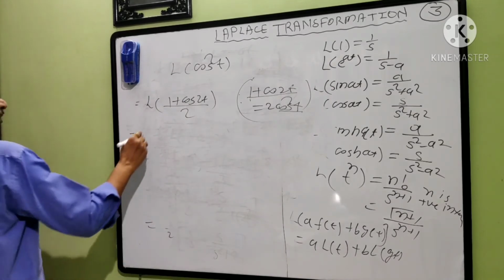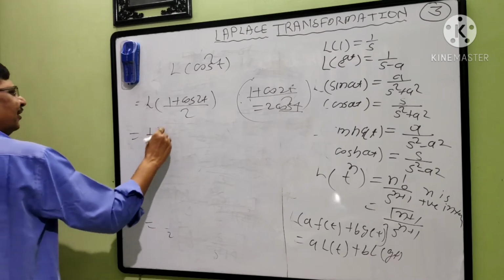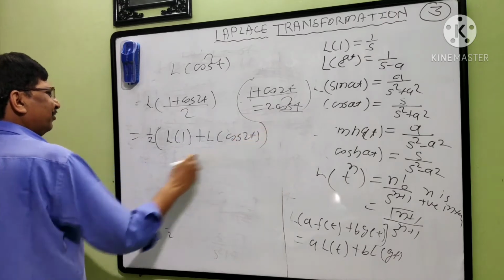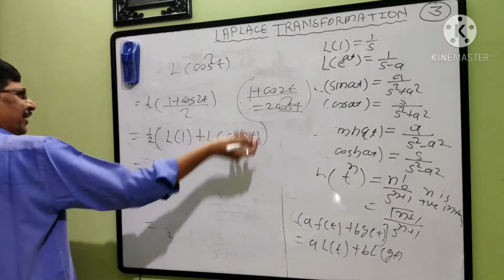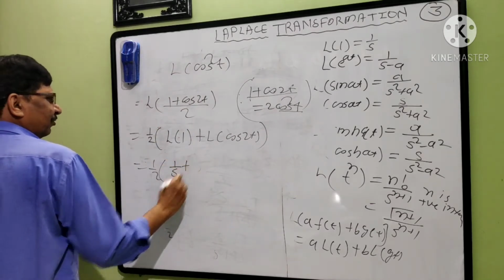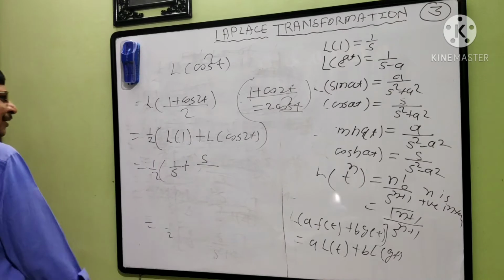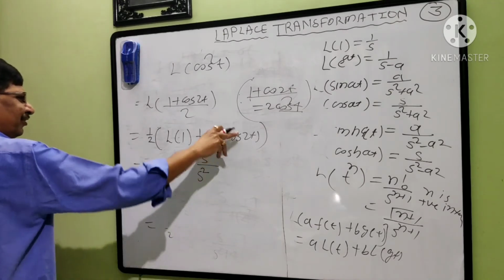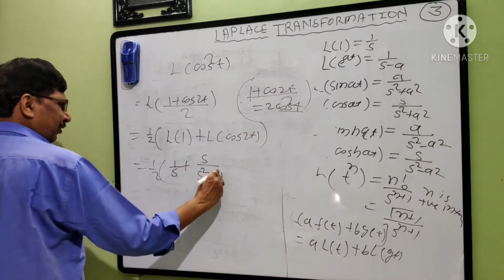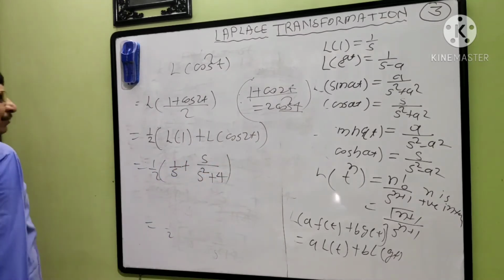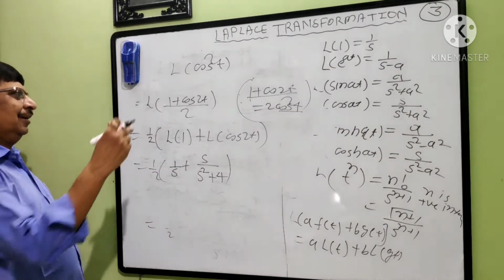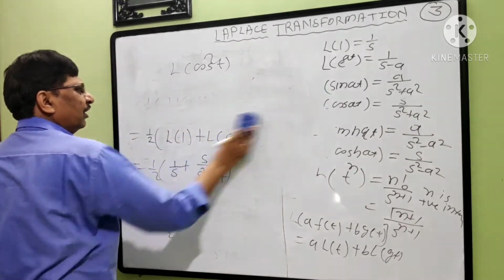Now again 1 by 2 is outside, and Laplace transformation of 1 plus Laplace transformation of cos 2t. Same sum, only here the plus sign is there; in terms of sin square, it is a minus sign. L of 1 is 1 by s, plus cos means there is an s in the numerator, and s square plus a square, because it is a simple function. If it is hyperbolic, then s square minus a square. s square plus 2 square. Now I am writing directly. Okay, that is the answer. Sin square, cos square done. Now sin cube and cos cube also we can find.